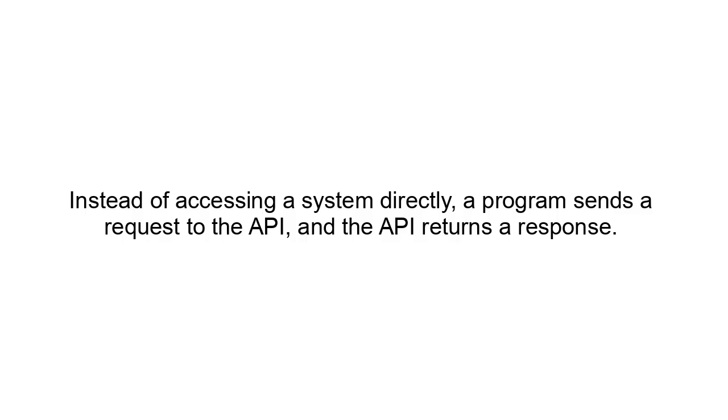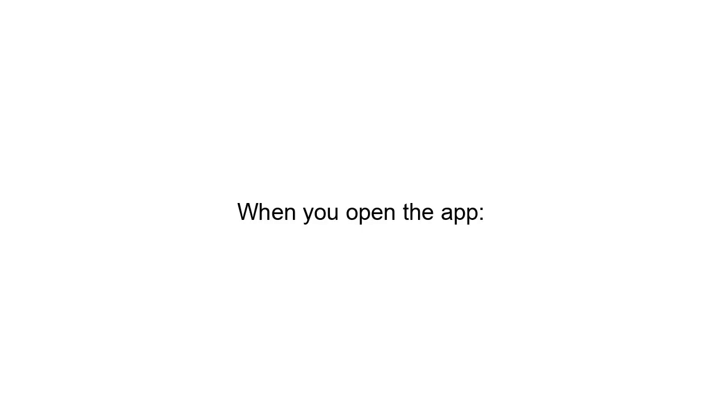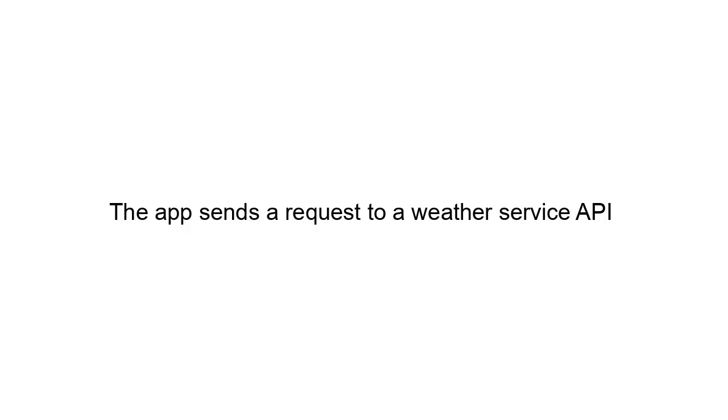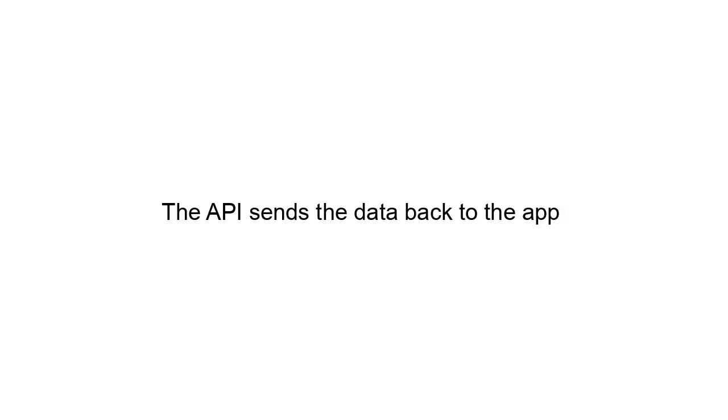Simple example: imagine a weather application on your phone. When you open it, the app sends a request to a weather service API. The API retrieves weather data from the server. The API sends the data back to the app. The app displays the weather to you. The app never directly accesses the weather database. It communicates through the API.